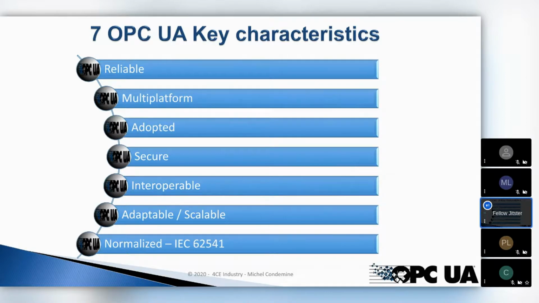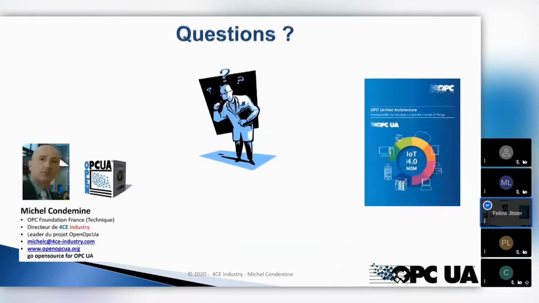Very, very important aspect of OPC UA. OPC UA, it's all about interoperability. It's adaptable and scalable, and finally it's normalized. As I said, it's IEC 62541, international standard. So now, thank you, and let's go for the questions.